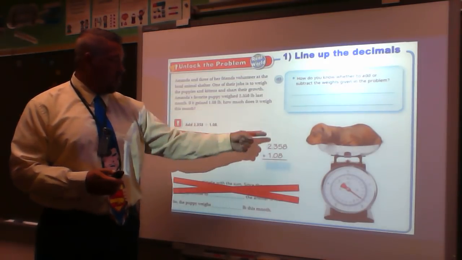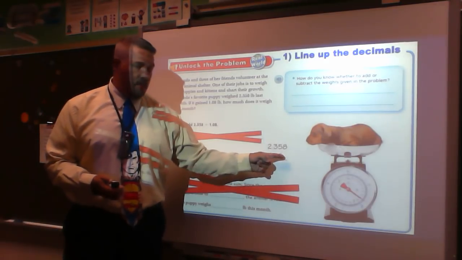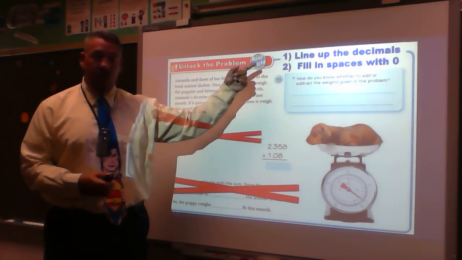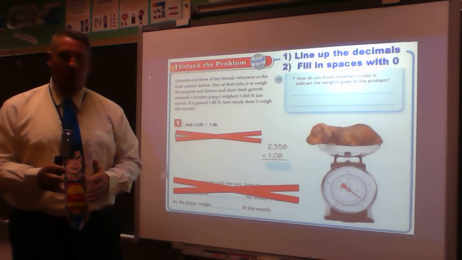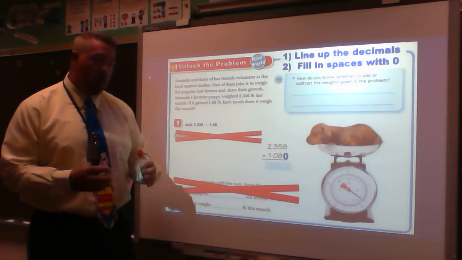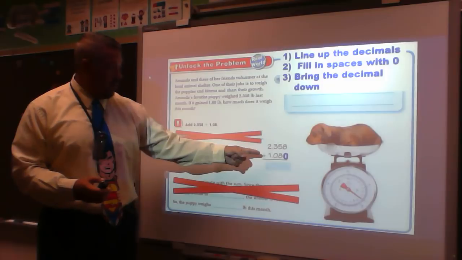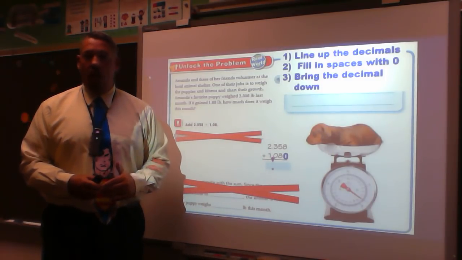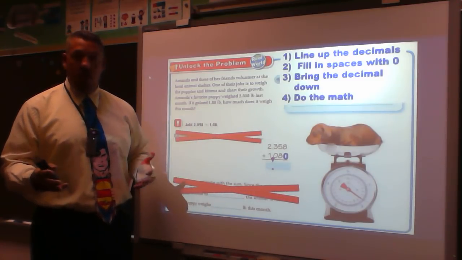So I line up my decimals. They've already done that for me in the book. Notice that space. So that space, when I go to step 2, is filling in the spaces with 0. That's that offset. It's not lined up correctly. So I just need to add a 0 so everything lines up perfectly. Step 3 is then to bring my decimal down, straight down from where it is in the math problem. And then the last step is just to do the math.